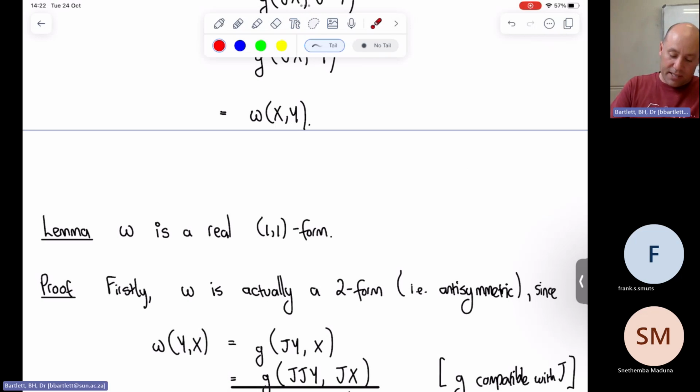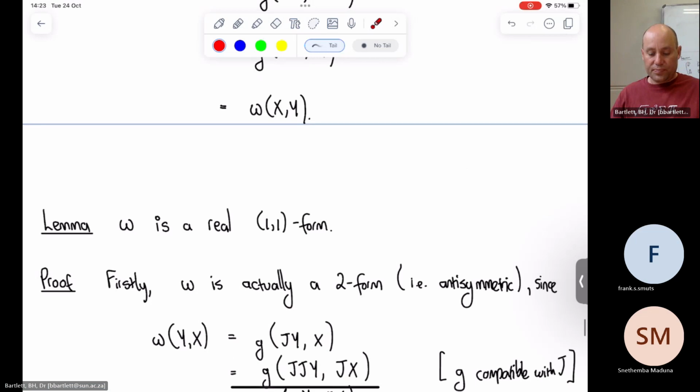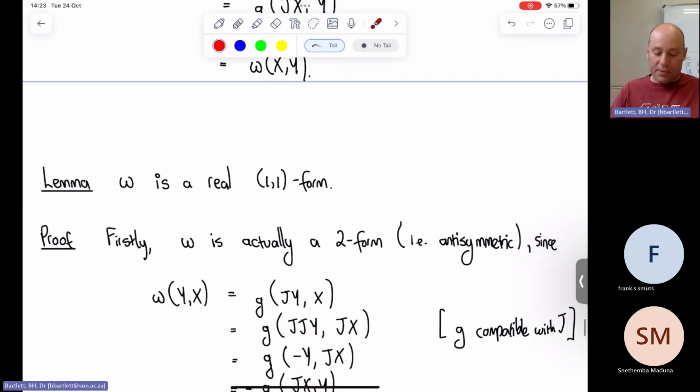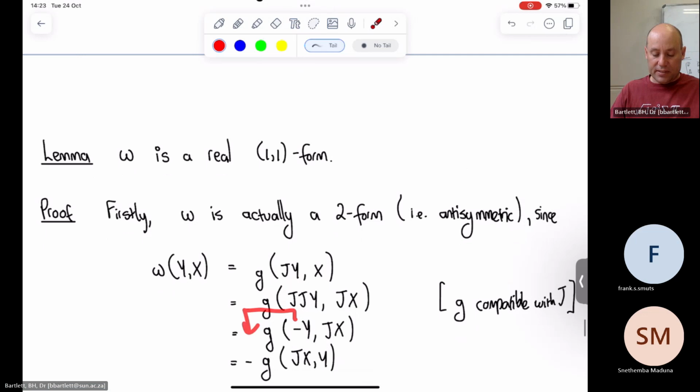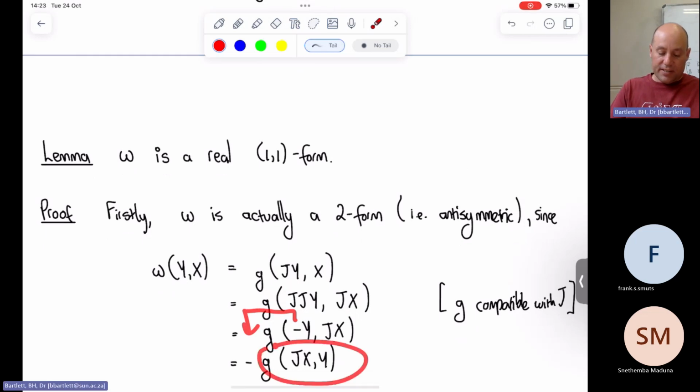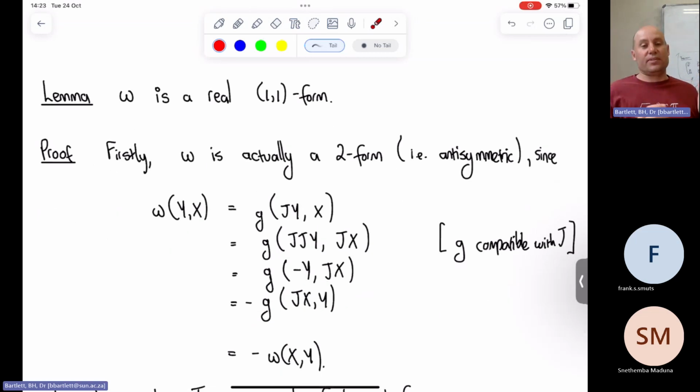Right? So omega of y comma x is by definition this. And then g of these 2 vectors is the same as g of J applied to those 2 vectors, because g is compatible with J. And now I've got a J squared, so that I can replace it with minus 1. And I can take that minus sign out. And then this here is exactly the definition of omega of x comma y. So I proved that omega y comma x equals minus omega x comma y. So I do indeed have a 2 form.